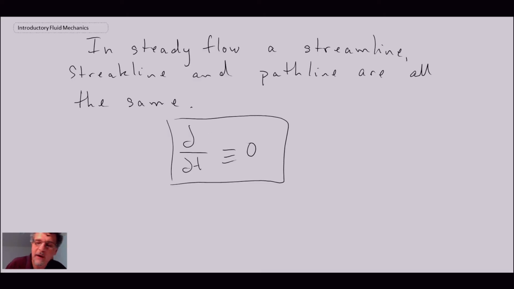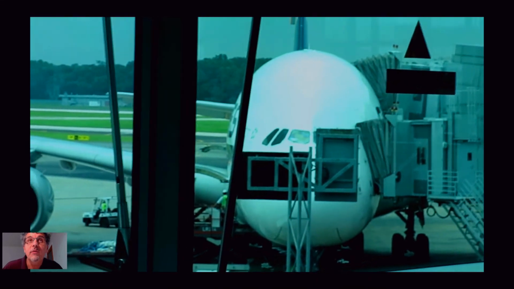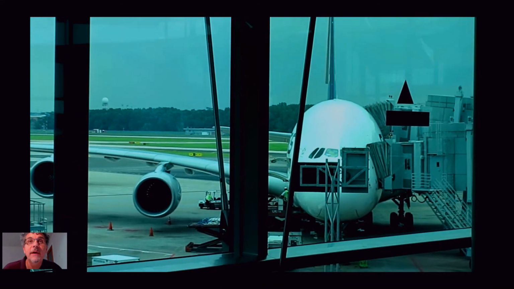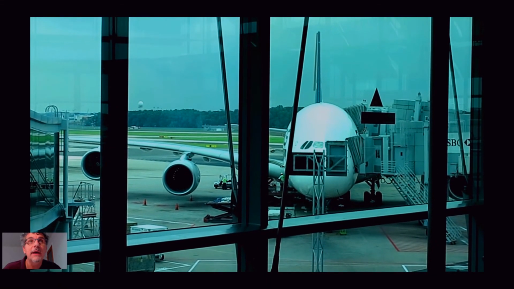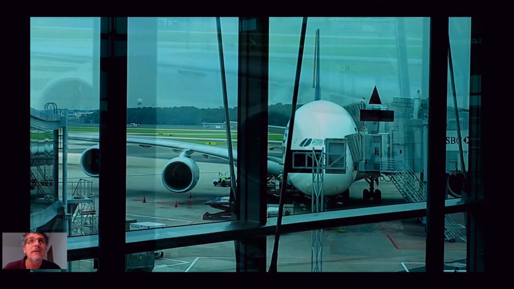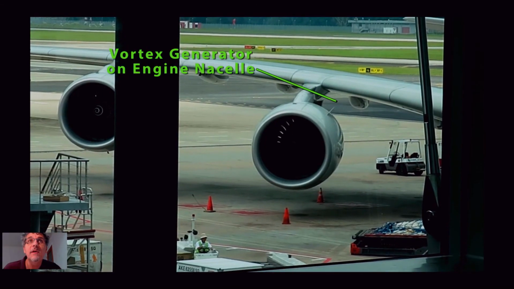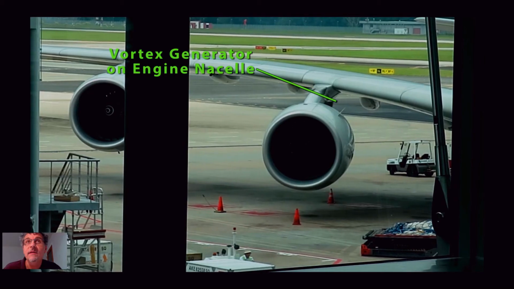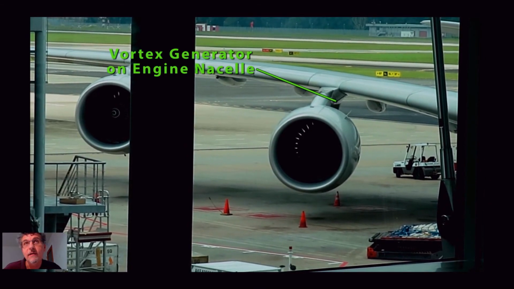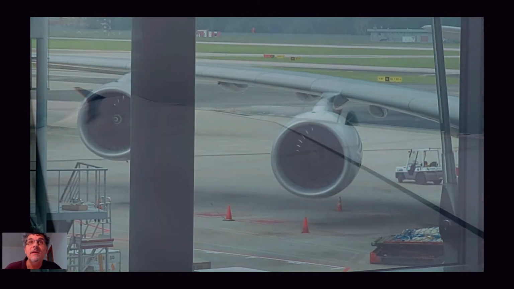So what we're going to do now, we're going to take a quick look at a video which helps demonstrate a streamline on an aircraft. And what we're going to do, let me just start the clip here. So this is an Airbus 380, and it was on a flight between Singapore and Hong Kong. And there you can see the two engines. And what we're going to do, we're going to focus on the vortex generator of the engine nacelle, because that generates a beautiful vortex, depending where you're seated, that you're able to see coming over the wing.